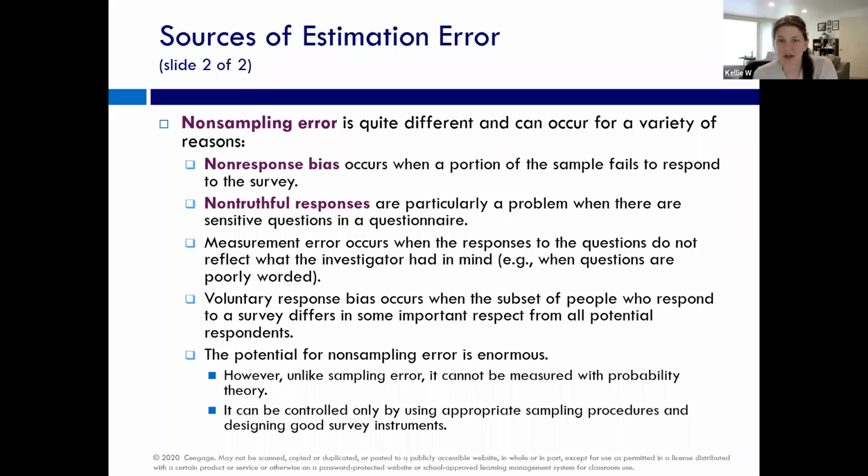Okay, there's also non-sampling error, and this is not due to randomness. This is usually due to bias, especially with surveys. Non-response bias is when a bunch of the sample just doesn't respond to a survey. You could think of this like CityU sending out course evals, and inevitably there's some non-response bias there because a large group of people just don't respond.